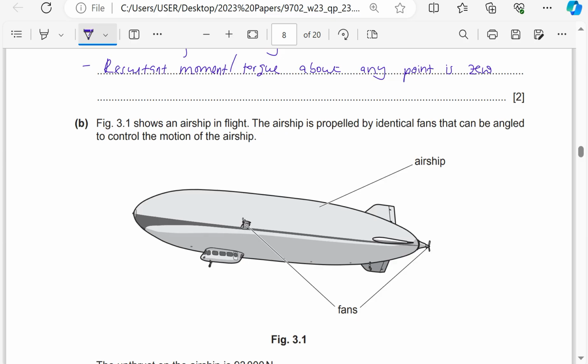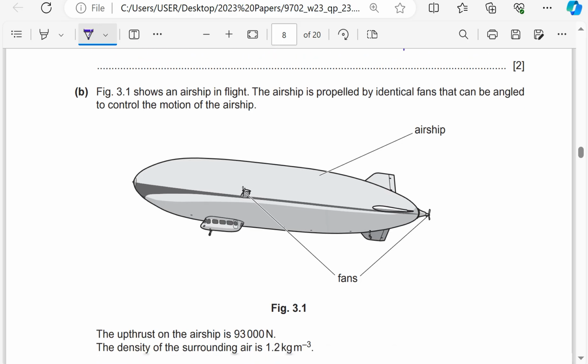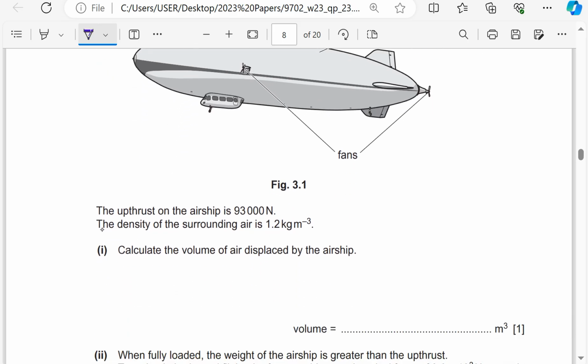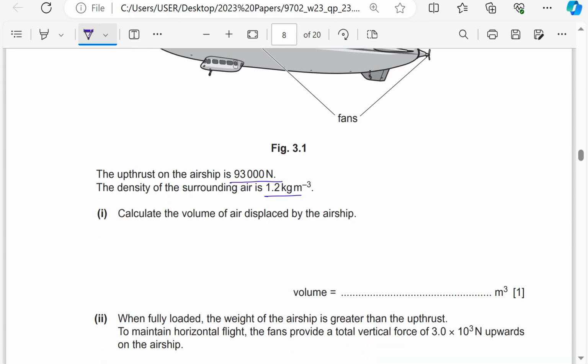And the figure shows an airship in flight. The airship is propelled by identical fans that can be angled to control the motion of the airship. The upthrust on the airship is 93000 newtons. The density of the surrounding air is 1.2. Calculate the volume of air displaced by the airship.